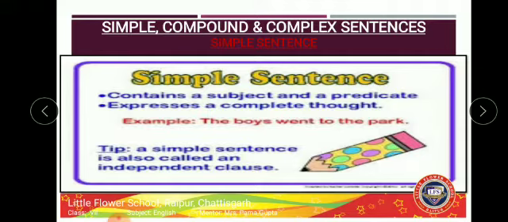For example, you say here, the boys went to the park. In this sentence you find that the boys is the subject, went is the verb, meaning the main verb, and to the park is the predicate. So this is a simple sentence.